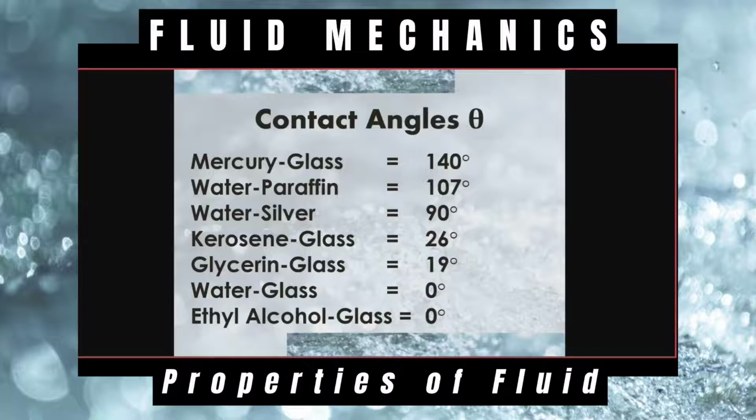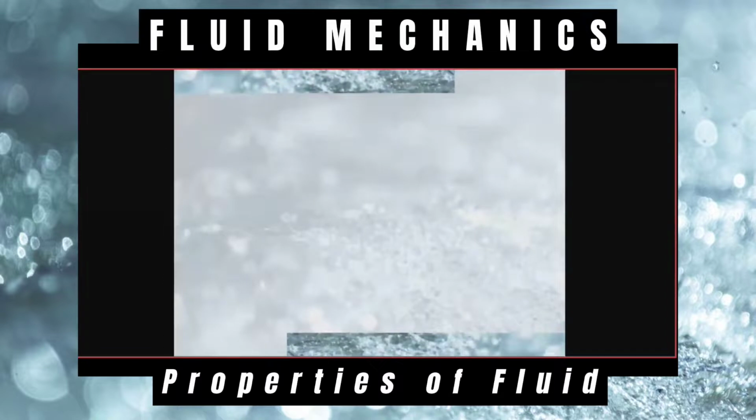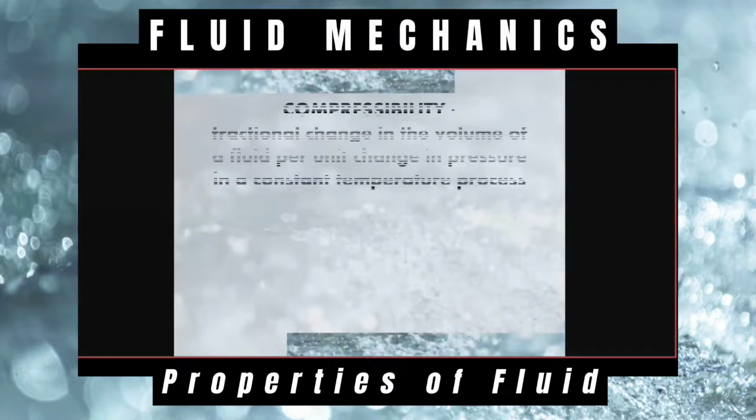Okay, next. We have another property, what we call compressibility. When we say compressibility, it is the fractional change in the volume of a fluid per unit change in pressure in a constant temperature process. That is also known as coefficient of compressibility, yung beta, yung symbol, di ba kanina? So, from that definition, pwede natin sabihin ito.